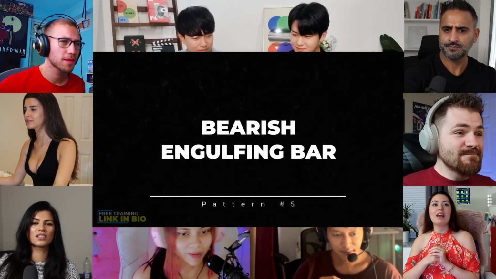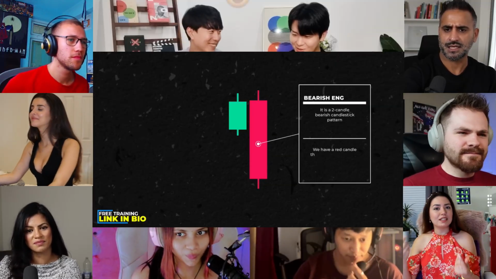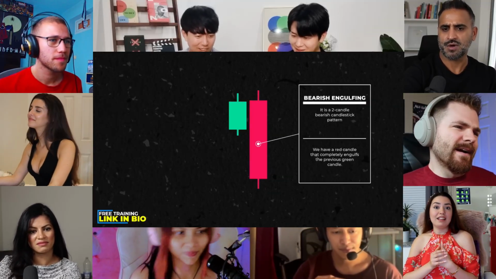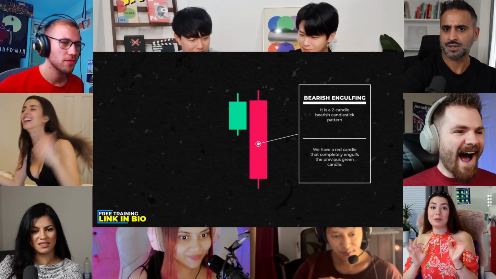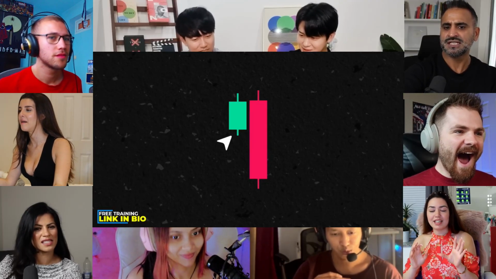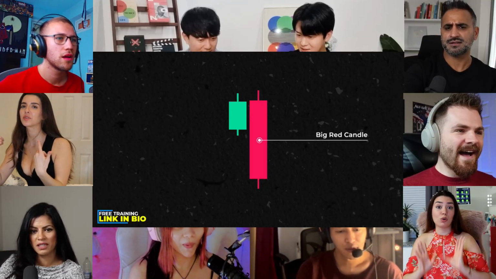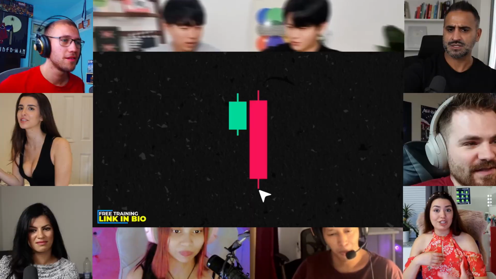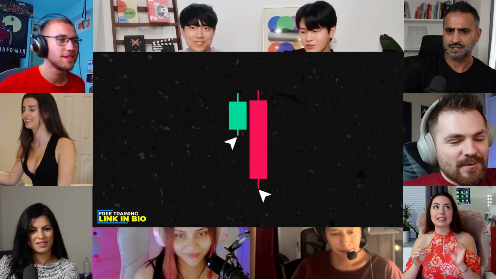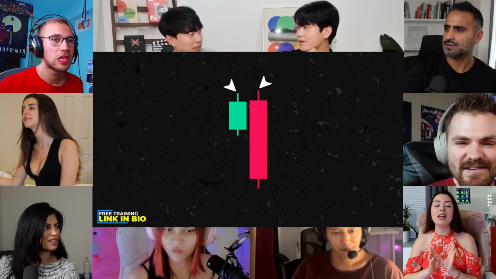Pattern number 5, bearish engulfing bar. A bearish engulfing bar is a 2-candle formation where a big red candle completely engulfs the previous green candle. We first have a green candle. Then, the next candle is a larger red candle that completely engulfs the green candle. The low of the red candle is lower than the previous candle's low. Similarly, the high is higher than the previous candle's high.